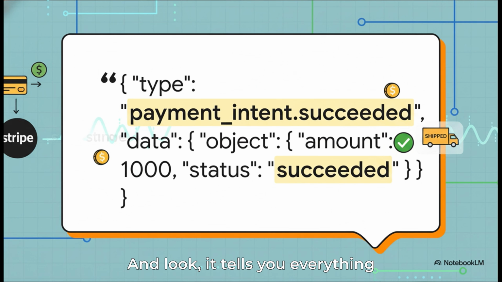And look, it tells you everything you need to know. The event type is payment_intent.succeeded. Inside the data, you've got the amount, the currency, the status. Now your app can read this and automatically kick off the next step, like shipping the product.